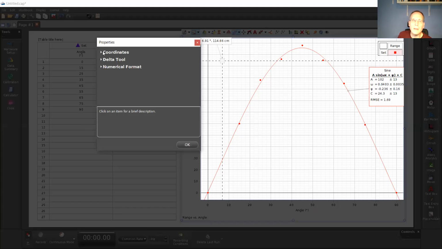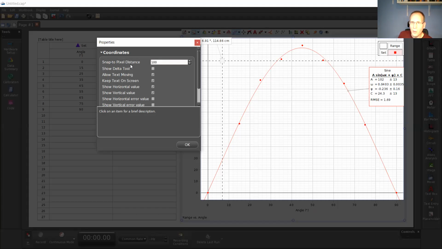go to coordinates, and the snap to pixel distance. Right now, if we move this anywhere near a data point, it jumps to our data point, and we don't want it to jump to our data point because we want to have fine control over it so we can find the peak. So we need to change the snap to pixel distance to a 1. So just change that to a 1 and then hit OK.